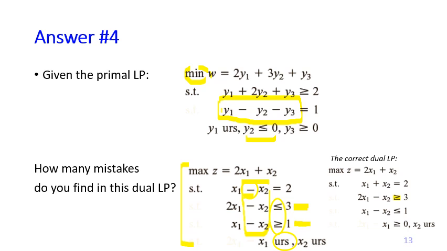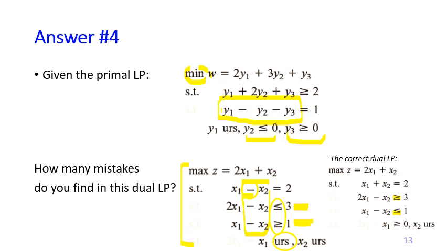The third constraint in the dual comes from the third variable in the primal. The third variable in the primal is a normal variable. A normal variable should produce a normal constraint. So a normal constraint in maximization should be less than or equal to.